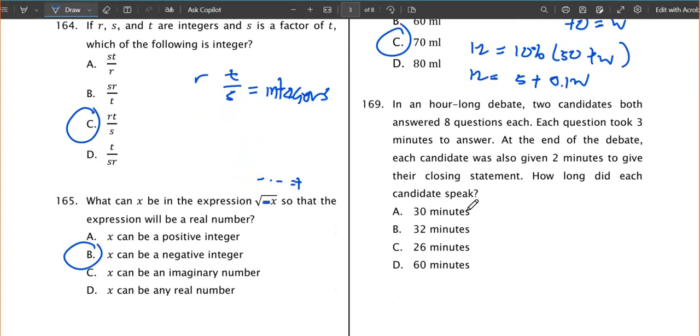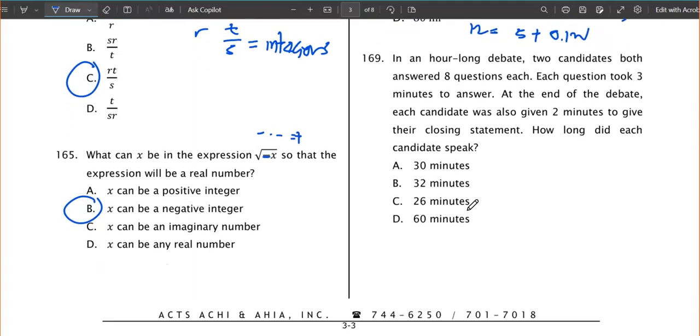169. In an hour-long debate, two candidates both answered 8 questions. Each question took 3 minutes to answer. At the end of the debate, each candidate was also given 2 minutes to give their closing statement. How long did each candidate speak?